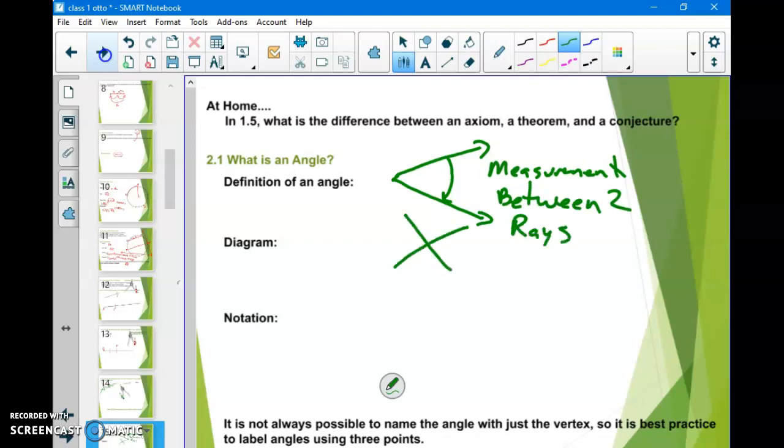Could it be the measurement between two segments? Sure. Could it be the measurement between two lines? Can you do it in that way? Sure. It's the intersection.